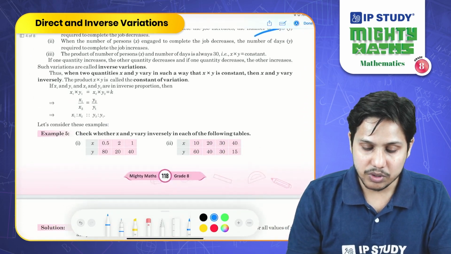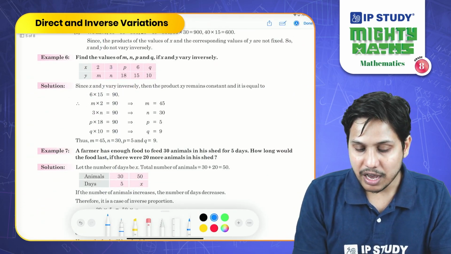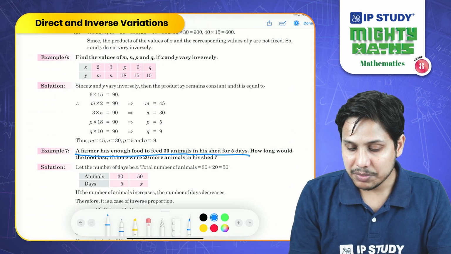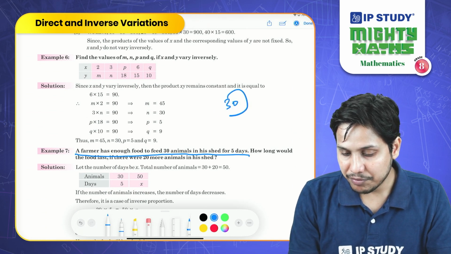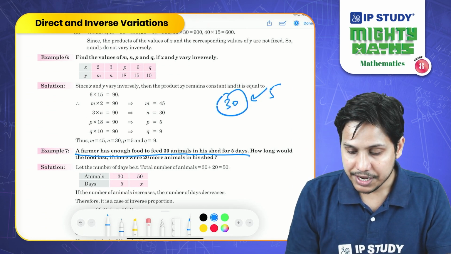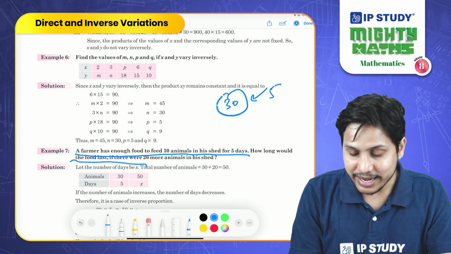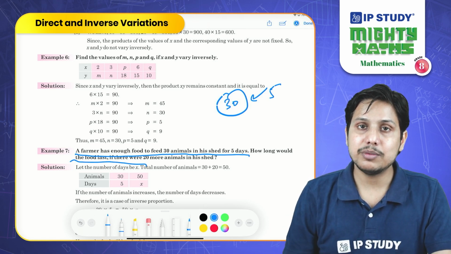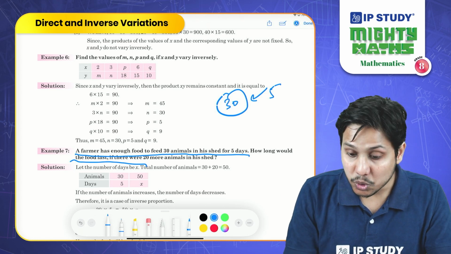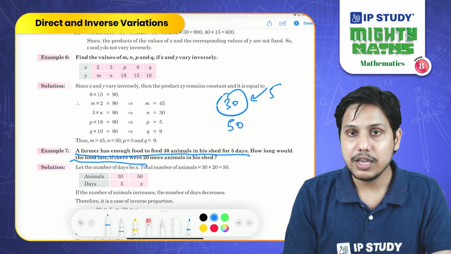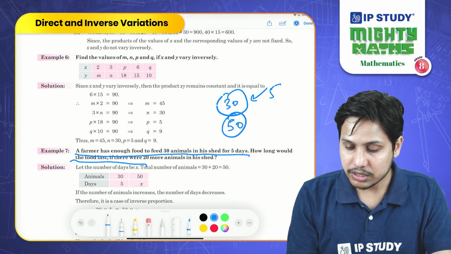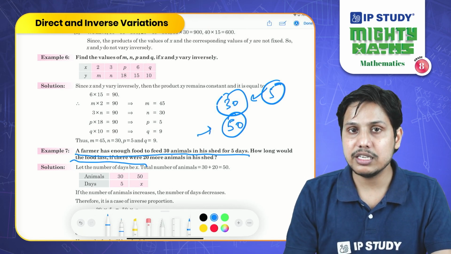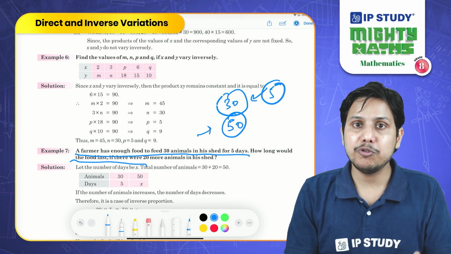So let's suppose we have a question: a farmer has enough food to feed 30 animals in his shed for 5 days. So it means 30 animals can be fed for 5 days. Yes. Now let's suppose 20 more animals are added, it means the new number of animals is 50. So the food will last fewer days. Yes, because there is an increase in the number of animals, so more food will be consumed.